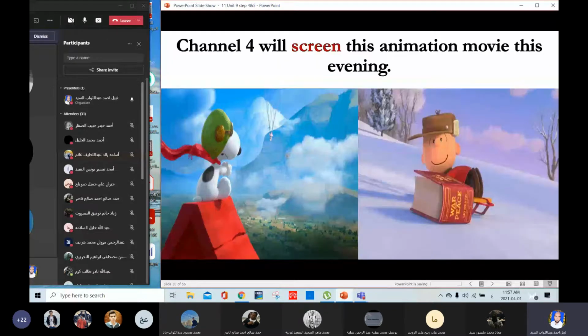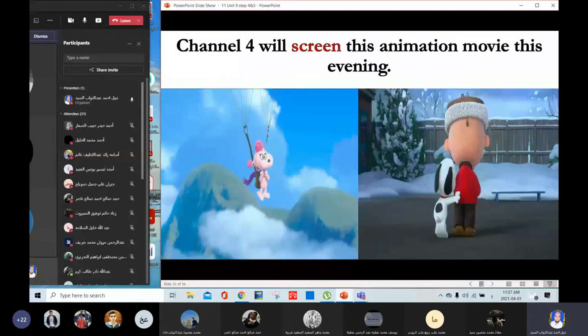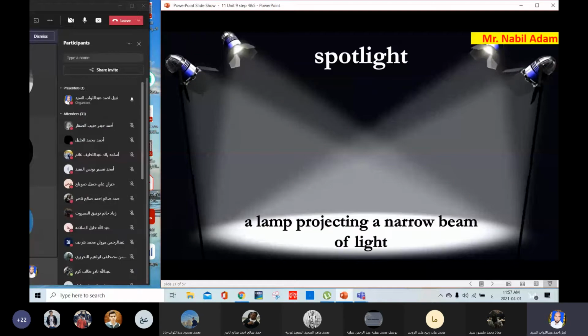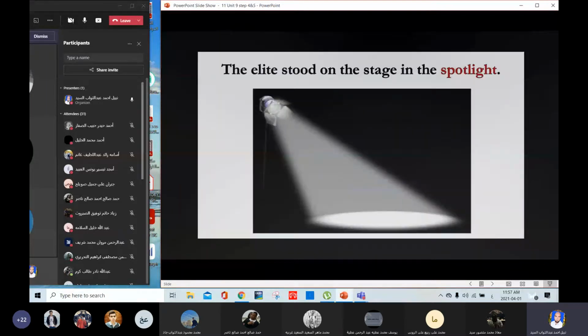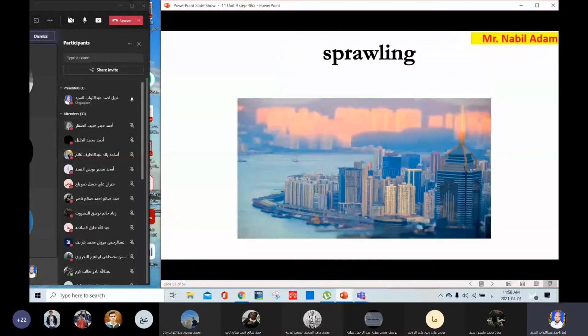Spotlight: a lamp projecting a narrow beam of light, like on a stage or in a theater. The elite stood on the stage in the spotlight. Sprawling is an adjective describing a place or a building, spreading out in different directions. Sprawling means spreading out. Mexico City is a sprawling city of more than 20 million inhabitants. So it's very crowded.